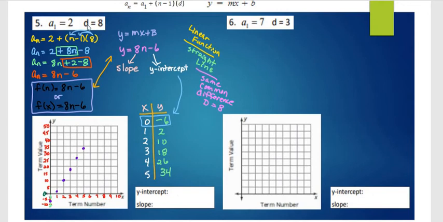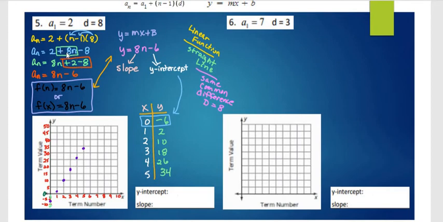So when I substitute this right here into this formula right here, I will come up with a sub n equals 2 plus (n minus 1)(8). So now we're going to distribute. I will come up with this answer when we distribute. Then we're going to simplify it.